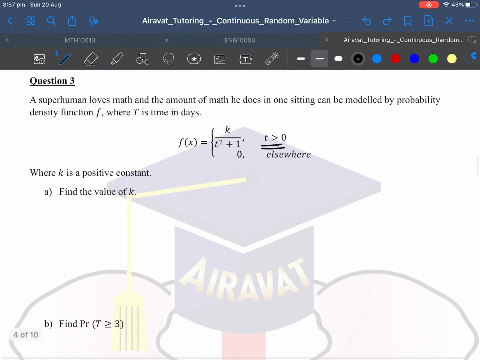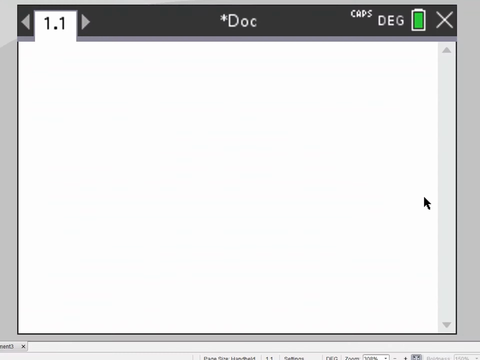So let me just construct the integral first. Let's do it together. It's going to be from 0 all the way to infinity, k over t squared plus 1 dt, which is going to equal 1. Now if you type this and solve for k in the CAS, I'll show you how to do it now. Alright, so let's find the value of k using CAS.